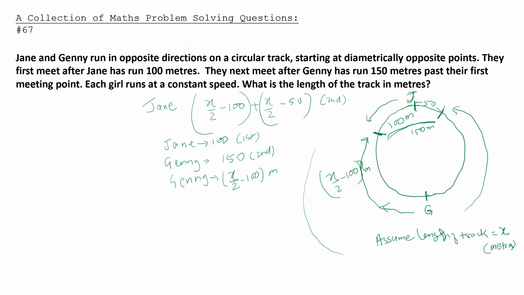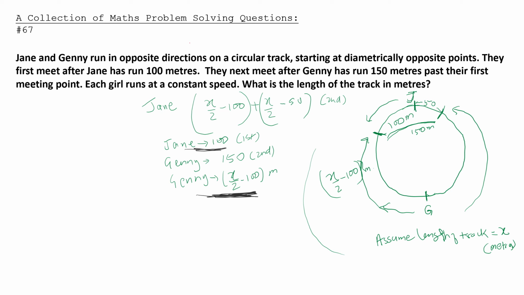So you see, the speed is the same. The time it takes Jane to run 100 meters is the same time that Jenny would run x out of 2 minus 100 meters. So that is the same.